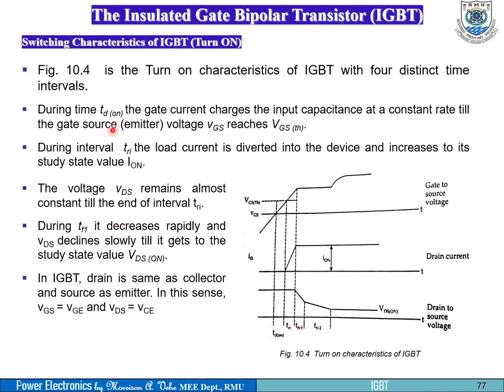During TD on, the gate current charges the input capacitance at a constant rate till the gate-emitter voltage VGS reaches VGS threshold. We charge it so we get to VGS threshold. Like I also told you earlier, the switching characteristics involve both gate source voltage and drain current in one curve. So please take notes.